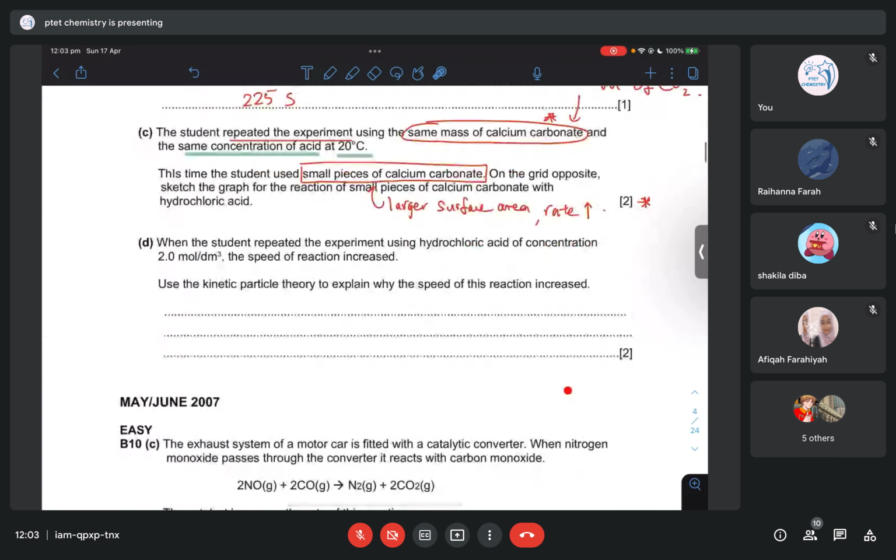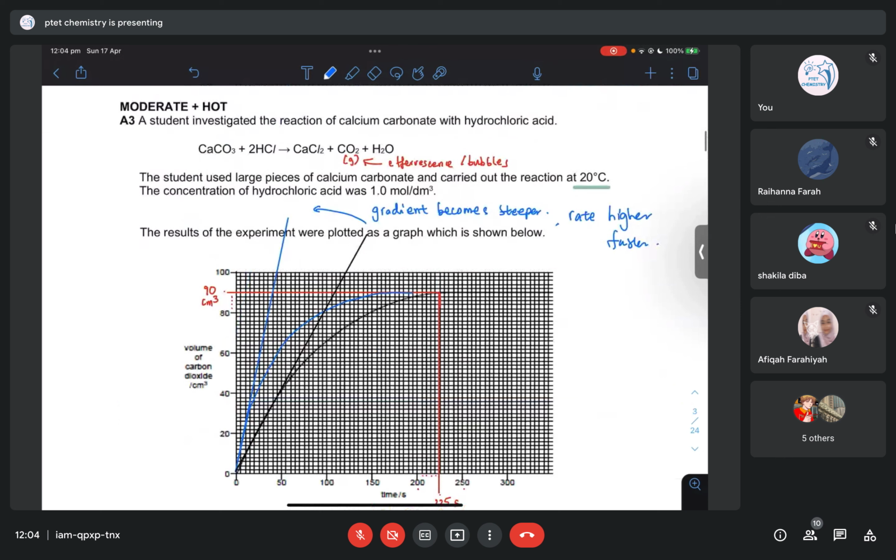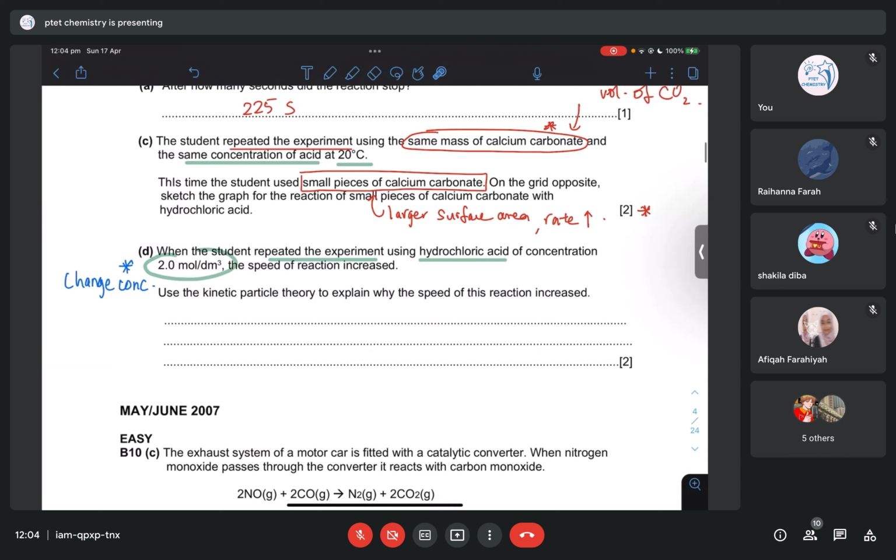Last but not least, we are repeating the experiment, still using the acid. So it's not like we are changing the acid, and we use 2.0 mole per dm cube. This is the change here. Change the concentration. Previously, you had 1 mole per dm cube hydrochloric acid, and now you use 2 mole per dm cube.